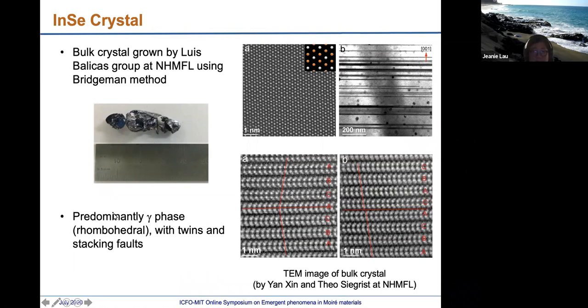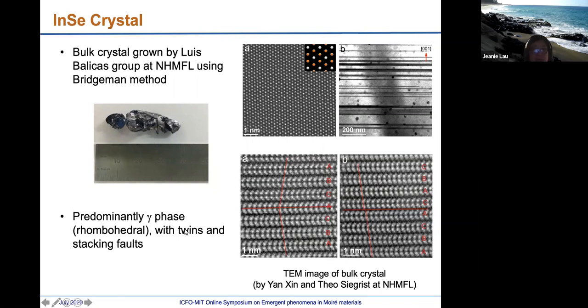So now to the experiment. We start with the bulk crystals, which are grown by Luis Balicas's group at the National High Magnetic Field Lab using the Bridgman method. So this is a picture of the bulk crystal. It's actually a pretty large piece of crystal.